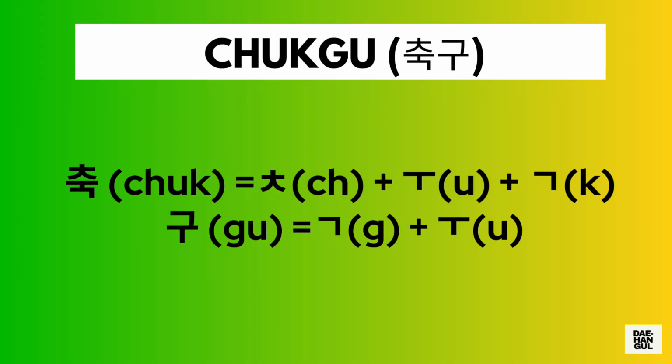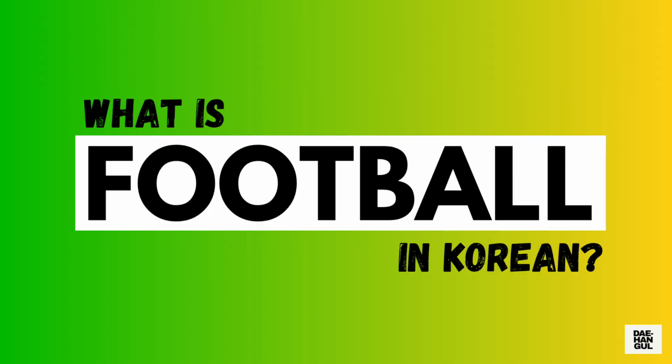How do we write 축구 in Hangul? This is composed of two syllables. For the first syllable chuk, we need to draw first a chieut character followed by an u character followed by a giyeok character. For the second syllable gu, we need to draw first a giyeok character followed by an u character. And then we just need to combine the Hangul for each of these two syllables to write 축구 in Hangul. And with that you've already learned what is football in Korean.